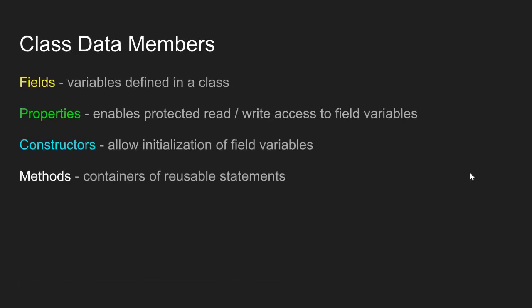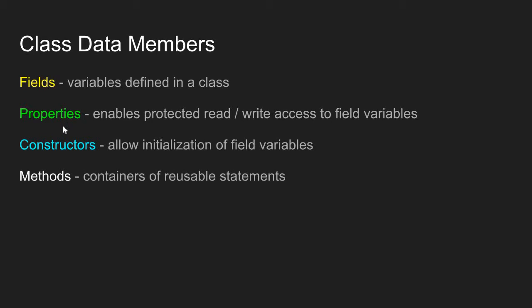Now there are four main data members that can be found inside a class. We've already created classes that contain methods, but there are three other data members we will start working with. The first type of data member is called a field. A field is just a variable that's defined inside a class. Once you define a variable inside a class, that variable is accessible to all other data members inside the class.